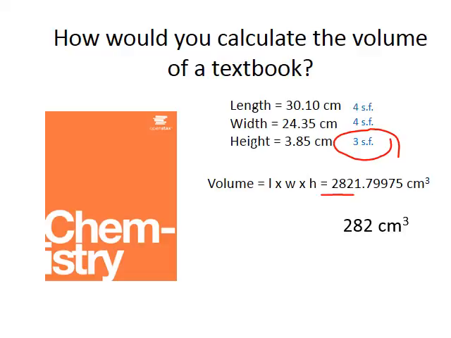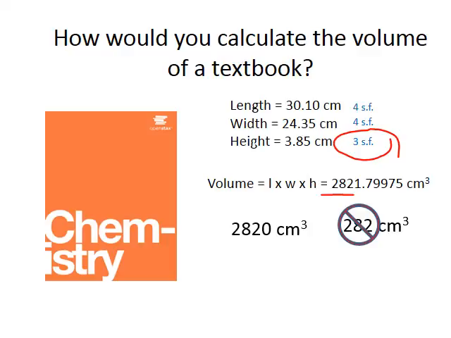Now hopefully right now you're saying, wait a second. You can't round 2,821 down to 282. That just doesn't make sense. And you're right, it doesn't make sense. You can't necessarily just eliminate the digits you round away when they are on the left-hand side of a decimal place. Instead, if you have to round away a digit, you have to replace it with a placeholder 0. So it's more appropriate to round down 2,821 to 2,820 centimeters cubed.